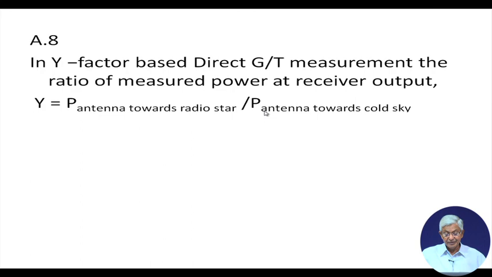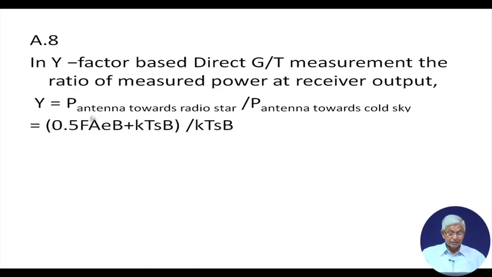Whereas, when you look at the cold sky, assuming negligible temperature coming from the sky, it is only the receiver noise temperature. If you remember, the radio star has random polarization, you do not know which polarization is coming. So, we take a factor 0.5, and F is the flux density from the radio star, AE is the antenna effective aperture, B is the bandwidth, and that is coming from the radio star, and KTSB is generated by the receiver, where TS is the system noise temperature of the receiver, K is the Boltzmann constant, that is the P antenna towards the radio star.